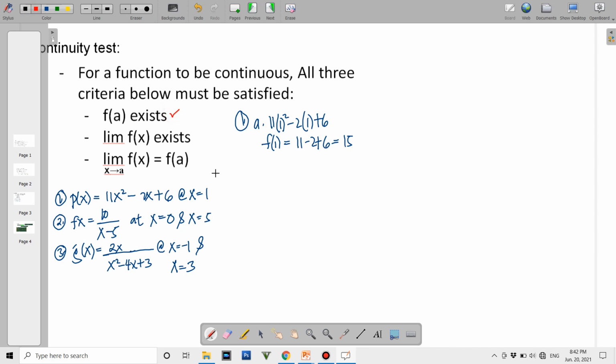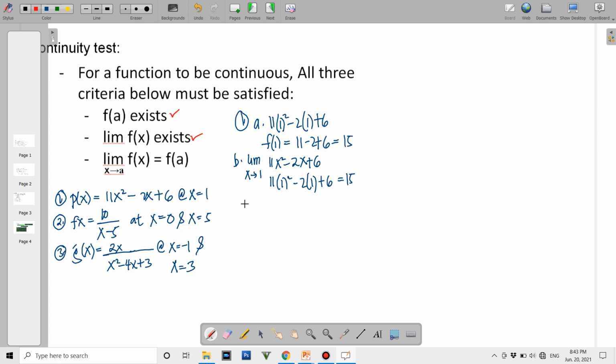Okay, and then if the limit exists, the limit as x approaches 1 of the function 11x squared minus 2x plus 6, we simply substitute the value: 11 times 1 squared minus 2 times 1 plus 6. So therefore the limit is also equal to 15. So this is for letter B, and again this would be a check mark there.